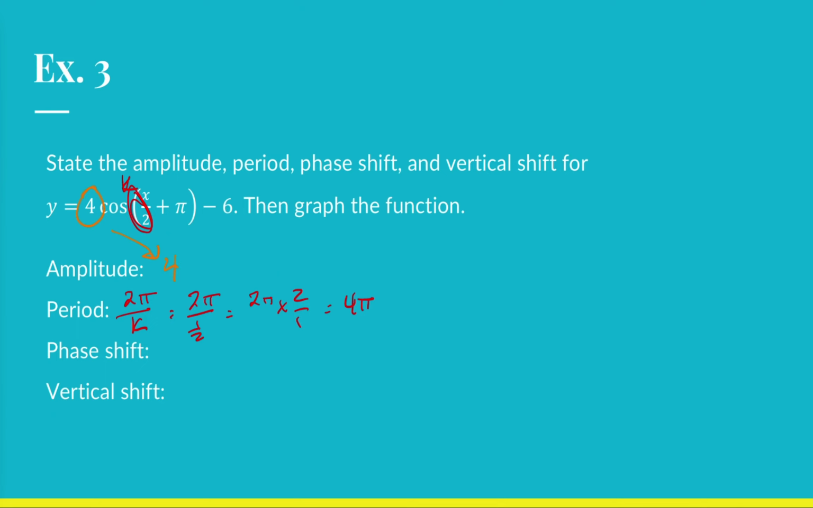The phase shift is c over k. This is c. Our k was 1/2. So pi over 1/2 is 2 pi. And our vertical shift is -6. So that's 6 down. Our phase shift was positive, so our phase shift is to the left.